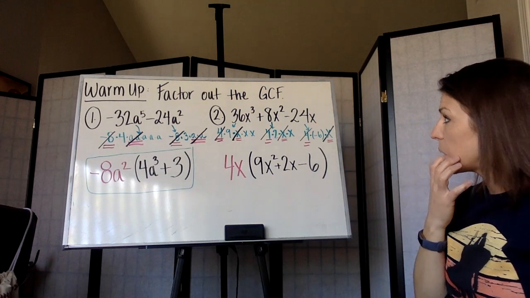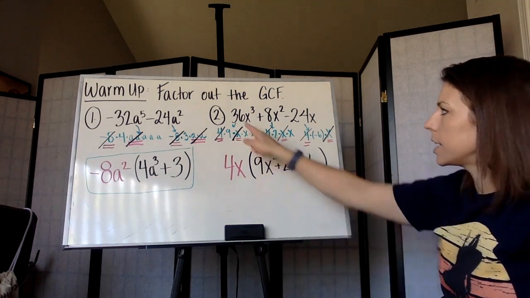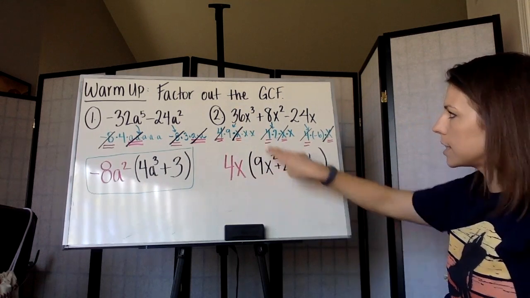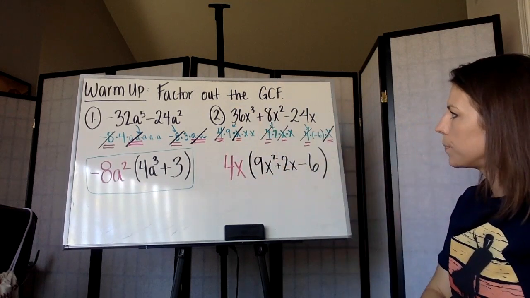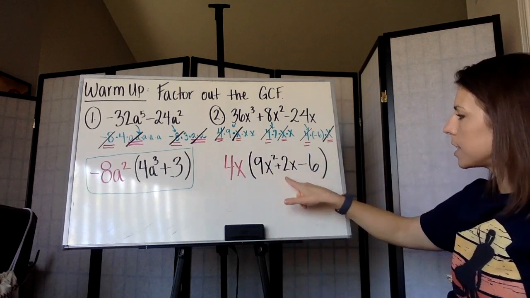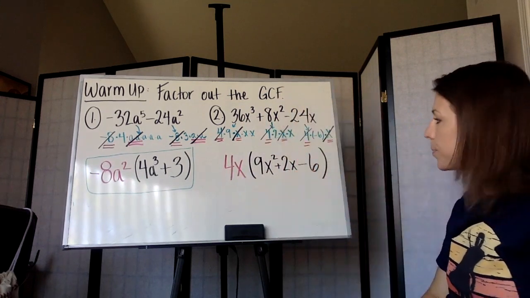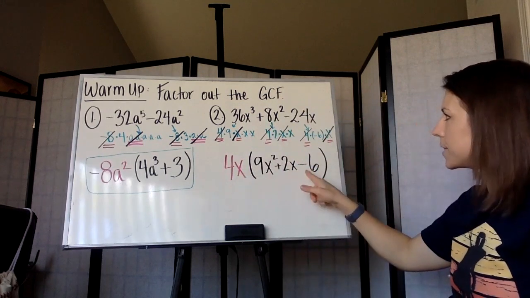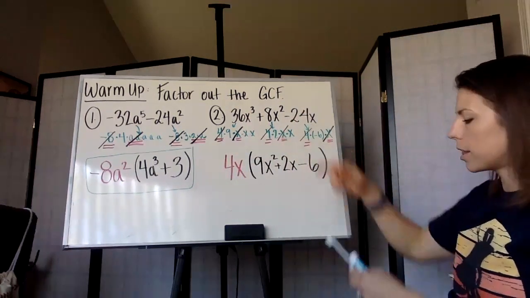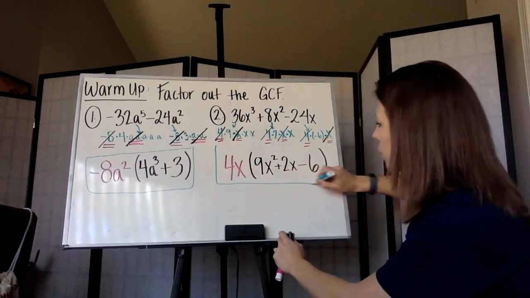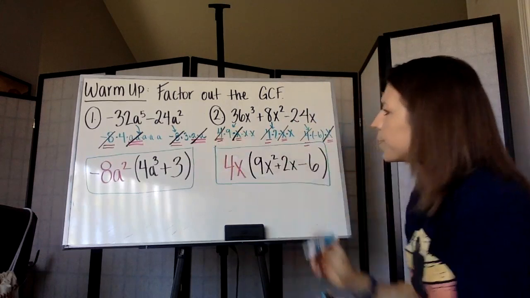Let's go ahead and do a quick multiply to check. 4 times 9 is 36. X times x times x, that's 3 total x's, is x cubed. So the first one looks good. 4 times positive 2 is 8. X times x is x squared. Second one looks good. 4 times negative 6 is negative 24. Bring along the x. All of this looks good, and we're good to go.